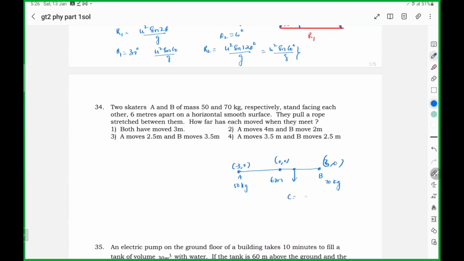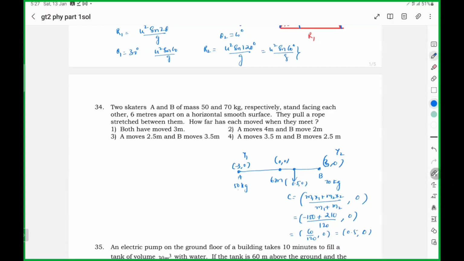Center of mass is m1 x1 plus m2 x2 by m1 plus m2. Anyhow, both y1 and y2 are zeros, so the y coordinate will be 0. Minus 150 plus 210 by m1 plus m2, so 60 by 120 comma 0, that is 0.5 comma 0.